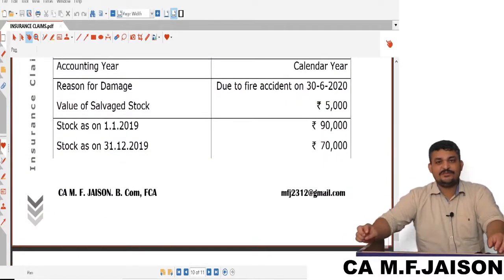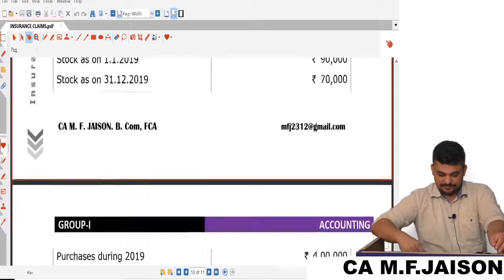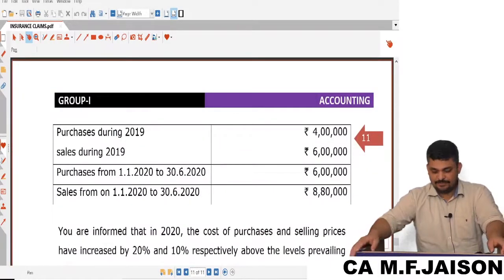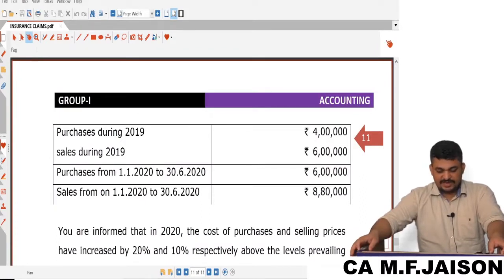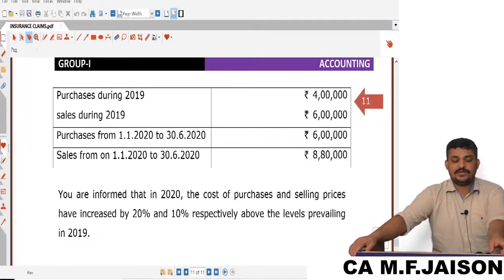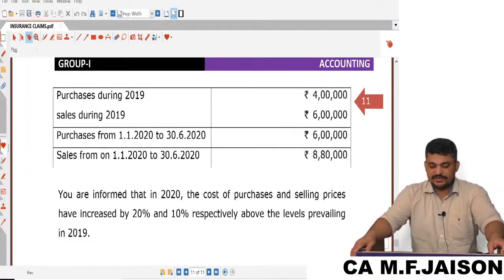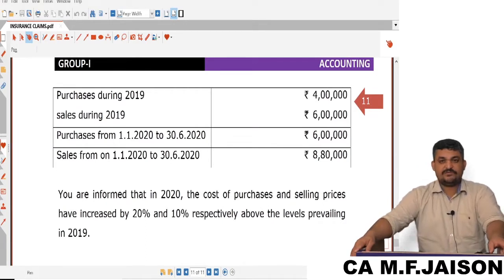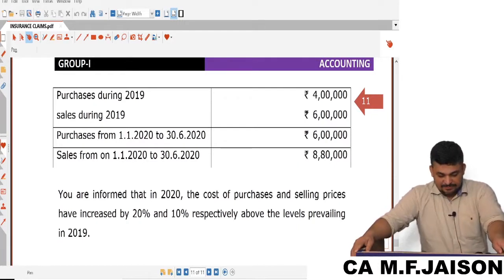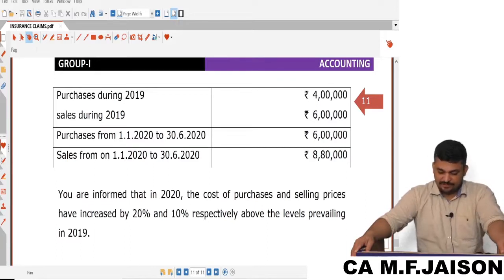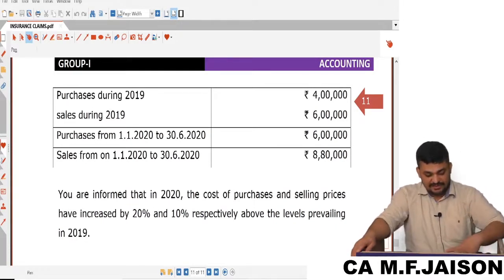Stock on 31st December 2019 rupees 70,000. Purchases during 2019 rupees 4 lakhs. Sales during 2019 rupees 6 lakhs. Purchases from 1/1/2020 to 30th June 2020 rupees 6 lakhs. Sales from 1/1/2020 to 30th June 2020 rupees 8,80,000. You are informed that in 2020 the cost of purchases and selling prices have increased by 20% and 10% respectively above the levels prevailing in 2019.